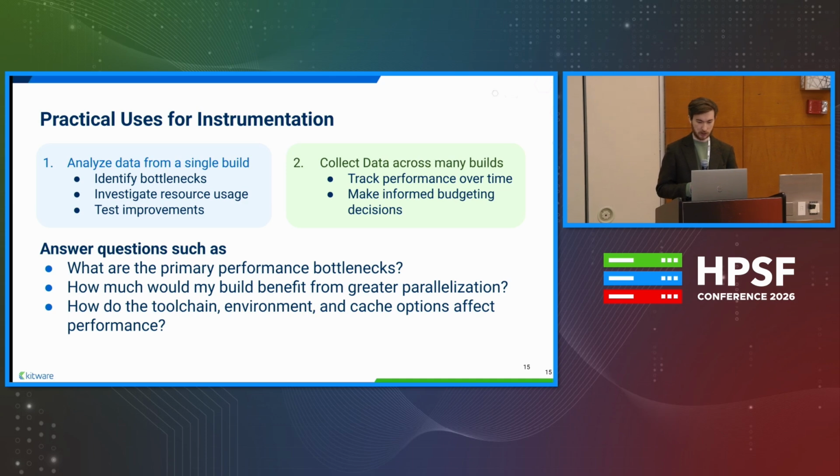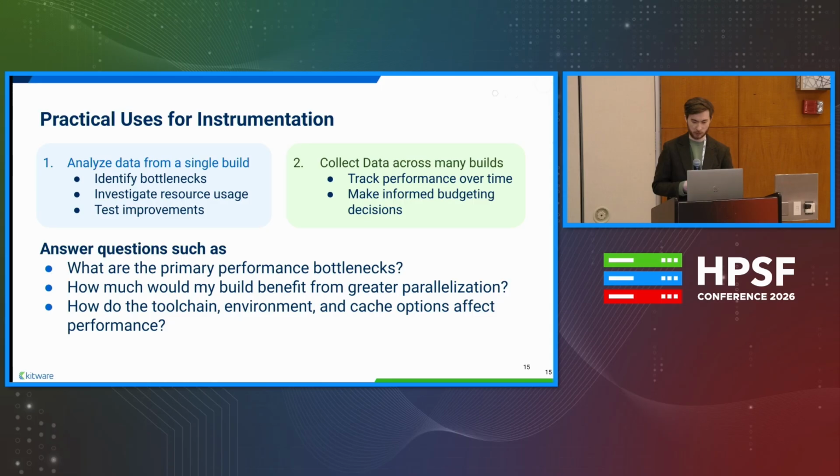And some of the kinds of questions you could try to answer with instrumentation are, what are the primary performance bottlenecks? How much would my build benefit from greater parallelization? And how do things like the toolchain and the environment and the cache options affect the performance?